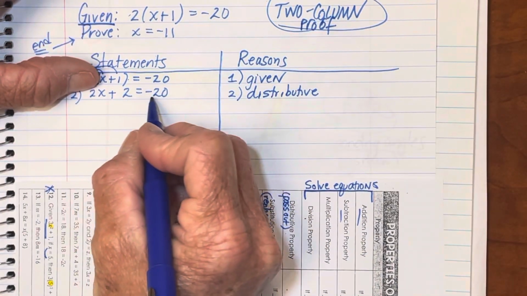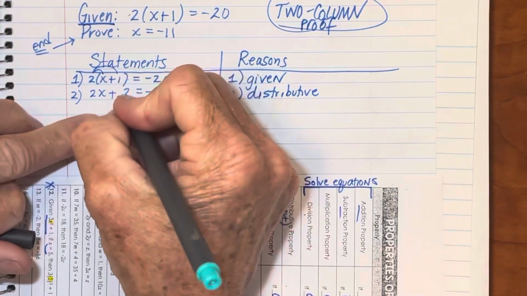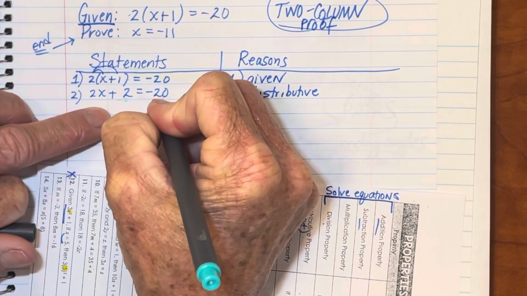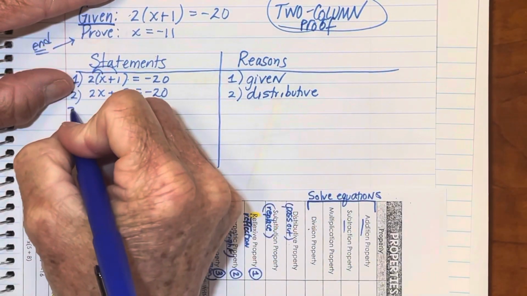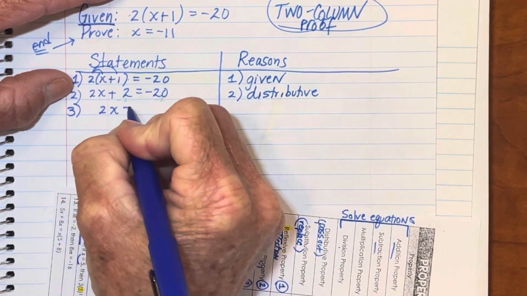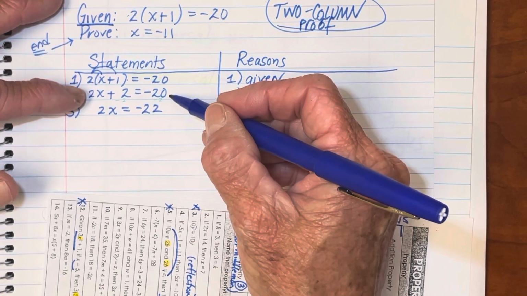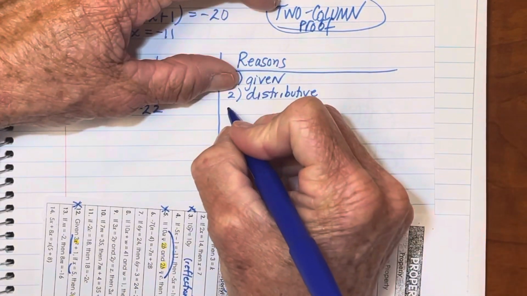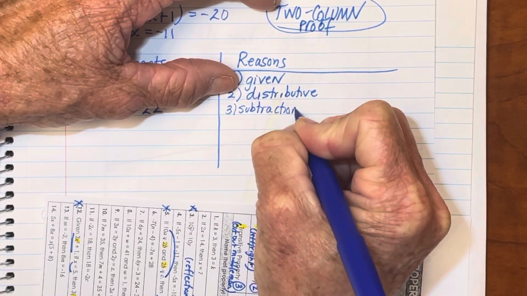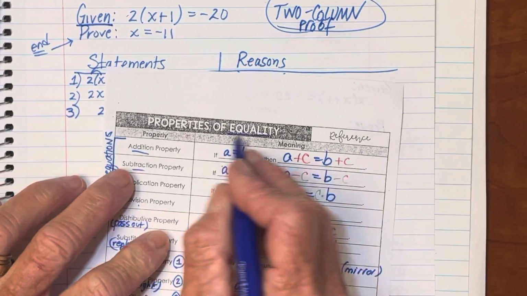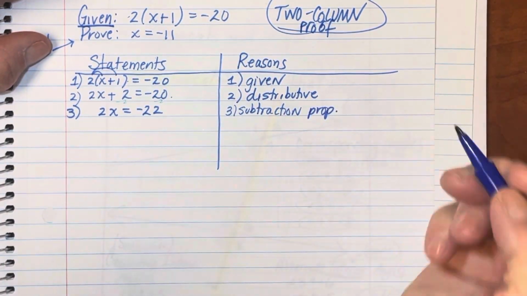Next, if I were going to solve for x, you won't always see this written, but what we would do is subtract 2 from both sides. Chances are that's not going to be written. Instead, the next line would simply look like 2x is equal to -22. So how did we get from here to here? We used the subtraction property. And these are all properties of equality, okay? So we use the subtraction property of equality.